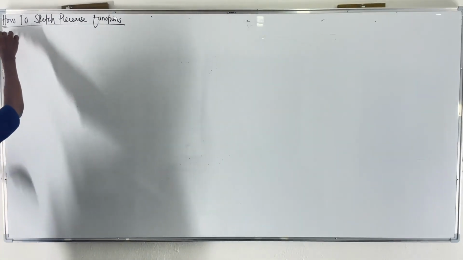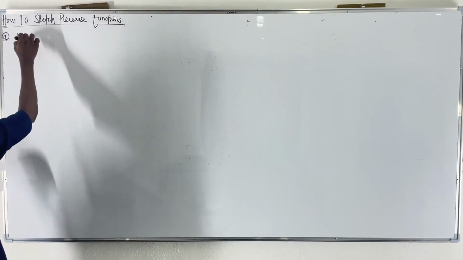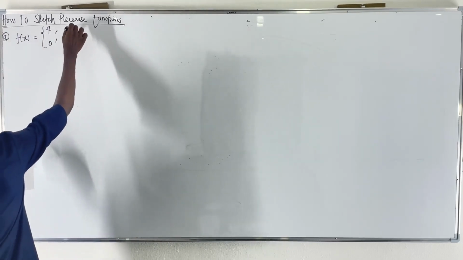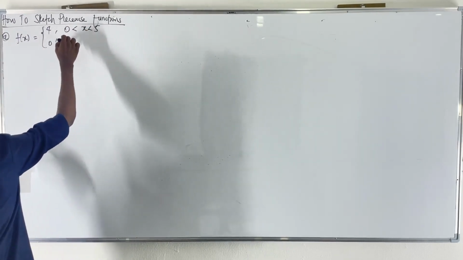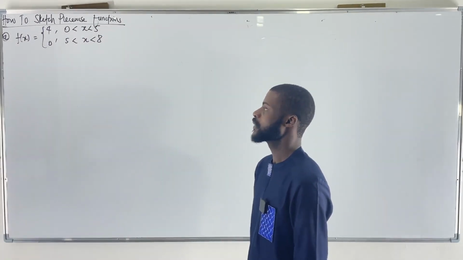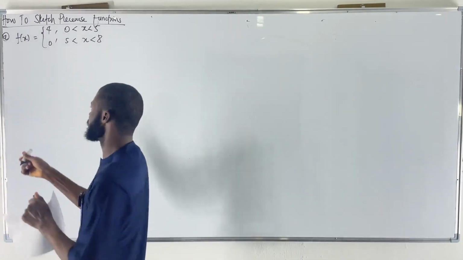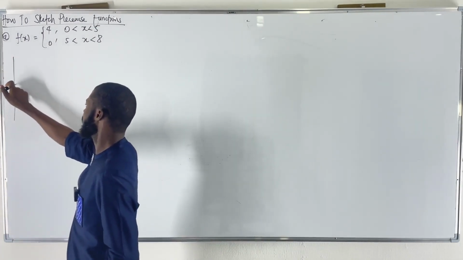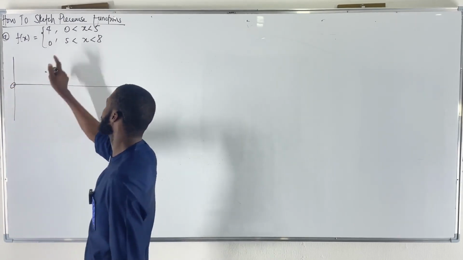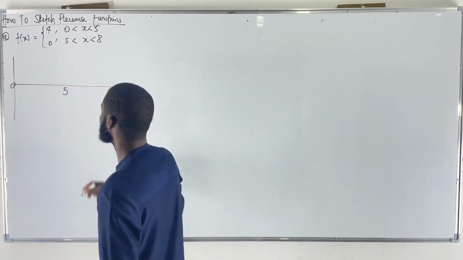The first one, let me just call it A. So A says f of x is equal to 4 for 0 less than x less than 5, and 0 for 5 less than x less than 8. So let's plot this one. First of all, we know it's going to start from 0 down to 8, so we only need the positive part of x. So this is x. Let me put my 0 here, then 5, and then 8.